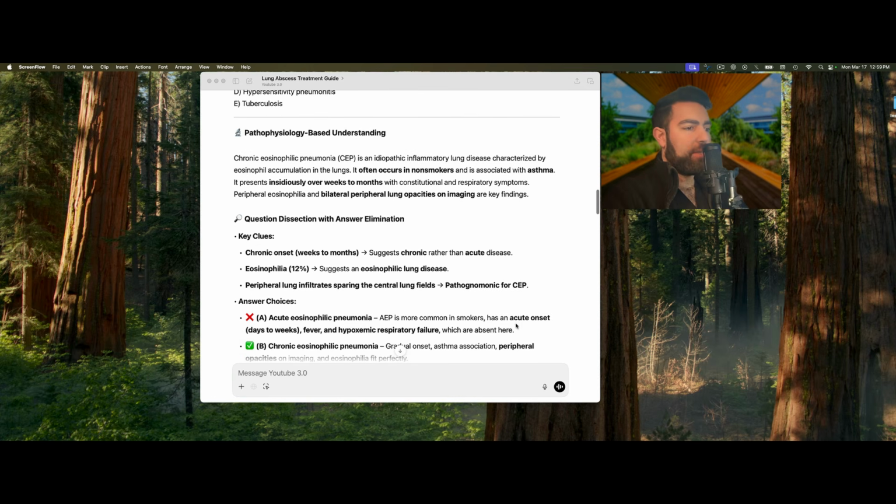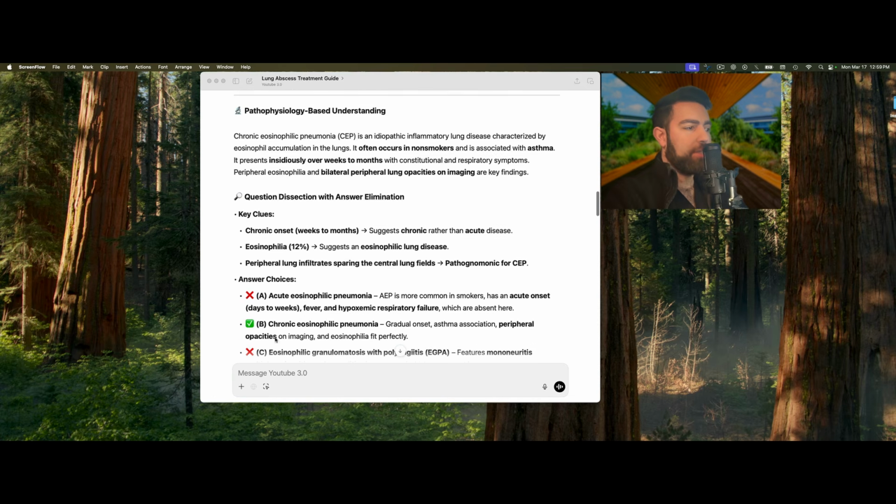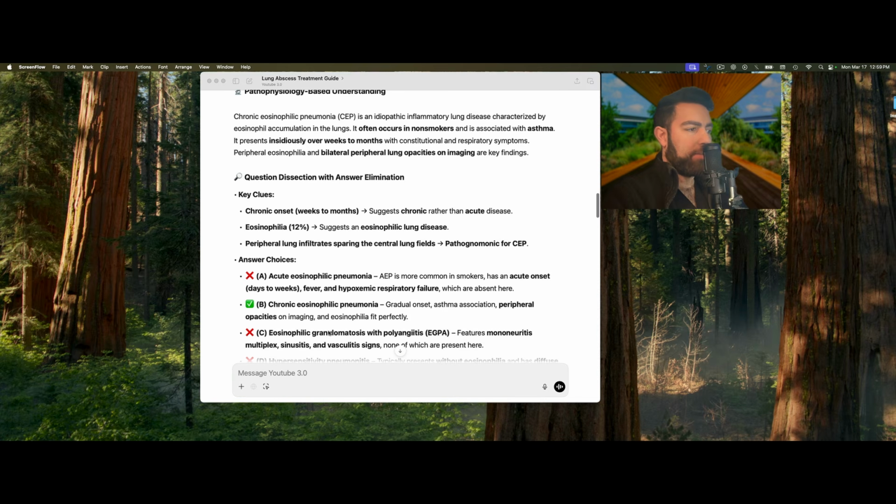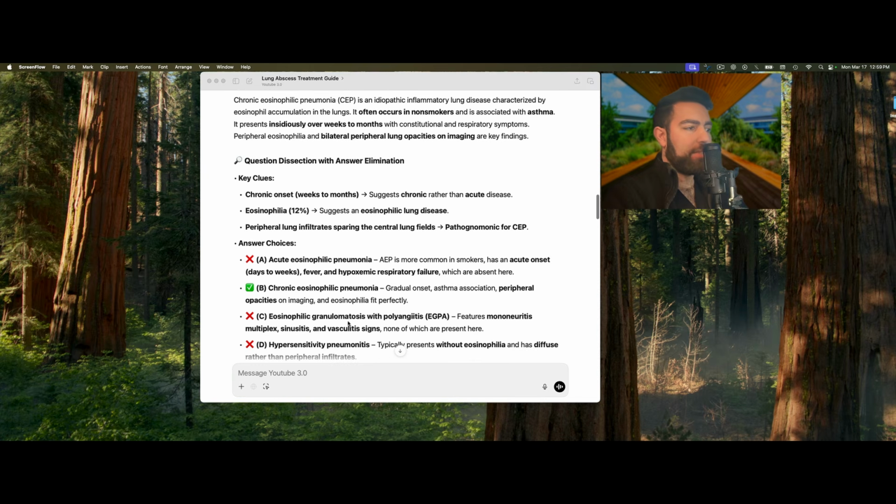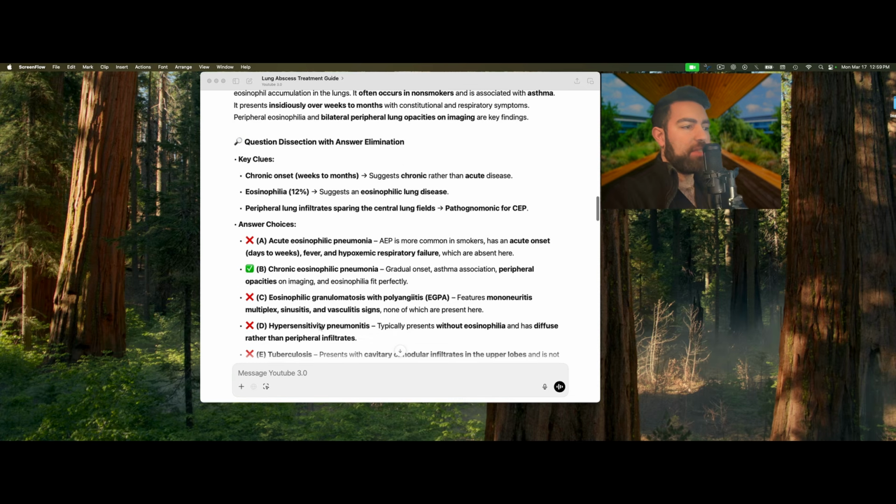The AEP is the more acute. It's days to weeks. CEP is the gradual onset and has the peripheral opacities. The EGPA goes into the periphery of, basically, the vasculitis, right? So it's associated with other findings like mononeuritis and other systemic findings. Hypersensitivity pneumonitis typically presents without eosinophilia, and the infiltrates will be just diffuse, not peripheral.